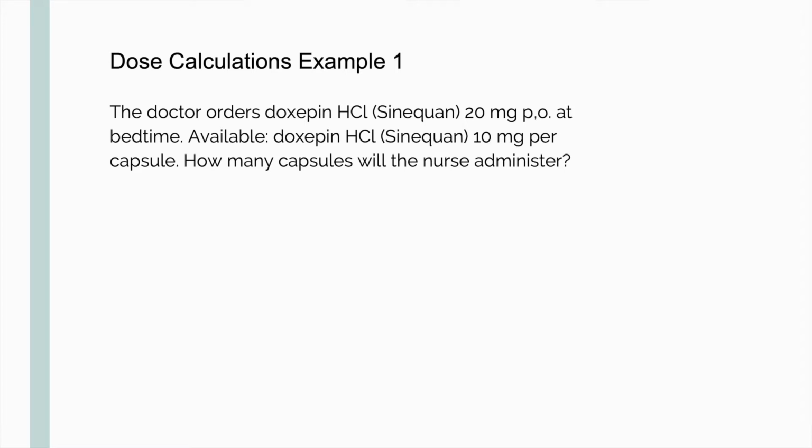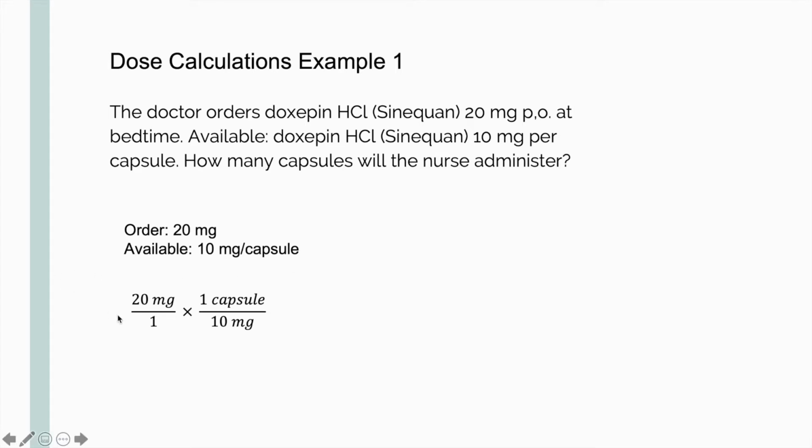The first thing you want to do when doing dosage calculation problems is find the order and what is available. In this problem, we have 20 milligrams as our order, and available we have 10 milligrams. Once we have those, we can set up our dimensional analysis. We always want to start with the order.